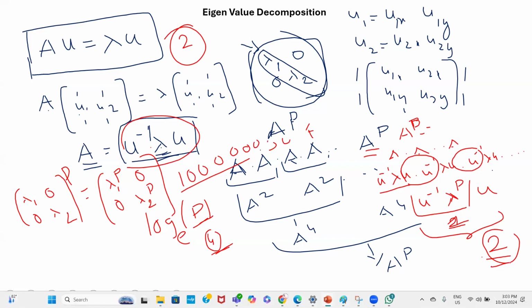So we can minimize the complexity of calculations. It can be done with just two multiplications. This is one of the applications of using eigenvalue decomposition. This is one of the advantages, and this is why the eigenvalue decomposition is really useful from a computational perspective. The calculation of a to the power of p is just an example.